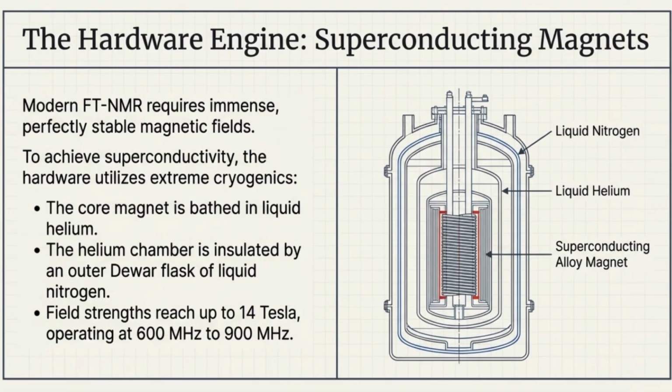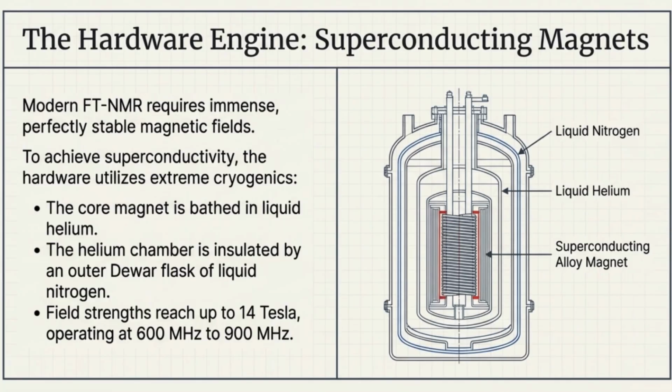So the core magnet is bathed in liquid helium, and why? Because we have to maintain a very stable magnetic field of 14 Tesla for frequencies of about 600 to 800 megahertz. So to produce a magnetic field of so much strength, we need superconducting magnets, and these are cooled so that they can generate this stable magnetic field.